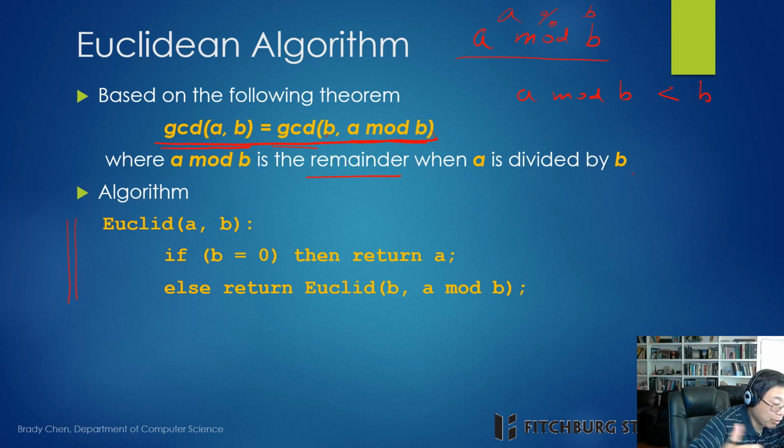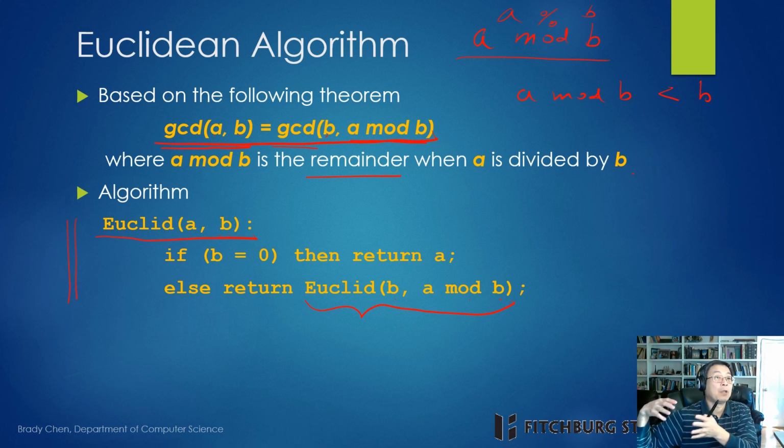It's called a recursive algorithm, okay? Because when you define this Euclid of a and b, we can eventually return the Euclid of b and a modulo b. So this is called a recursive algorithm. That means in order to solve the problem, we can turn the problem into the same problem of smaller scale. Okay, so let's look at the example.